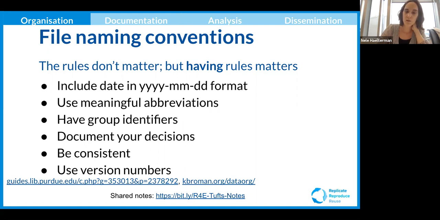So you could include, and to me this is one that you should, the dates when your file was generated. You can use meaningful abbreviations. This word is here for a reason: meaningful. Don't just use some kind of abbreviation that no one else will be able to figure out. You can have group identifiers. Similar to the README file earlier, it helps to document your decisions. So write down somewhere how you've generated your file names and how you work with them. That helps not only yourself later on, but also people who might take over the project.